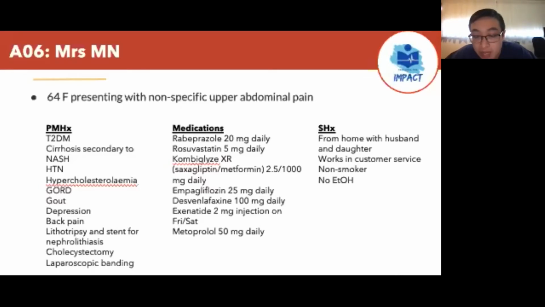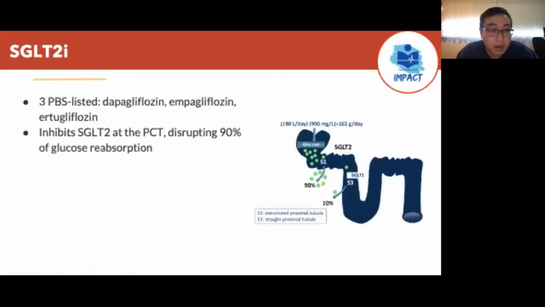Or it could be something as mundane as gastroenteritis, or it could be an AMI, as someone suggested, since it's localized to the upper abdomen. So bearing all of that in mind, I might just talk through a couple of things. So a quick word about SGLT2 inhibitors.